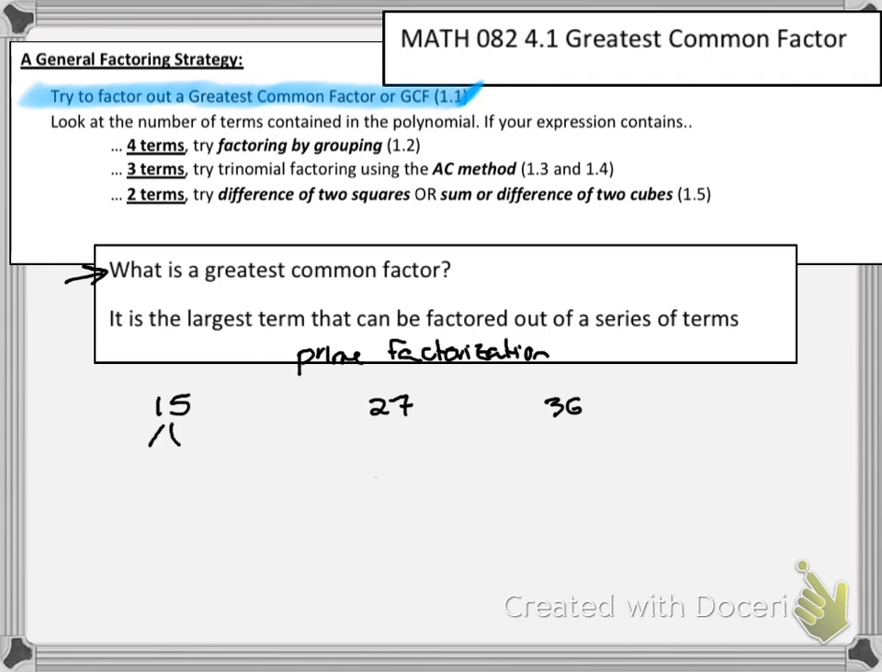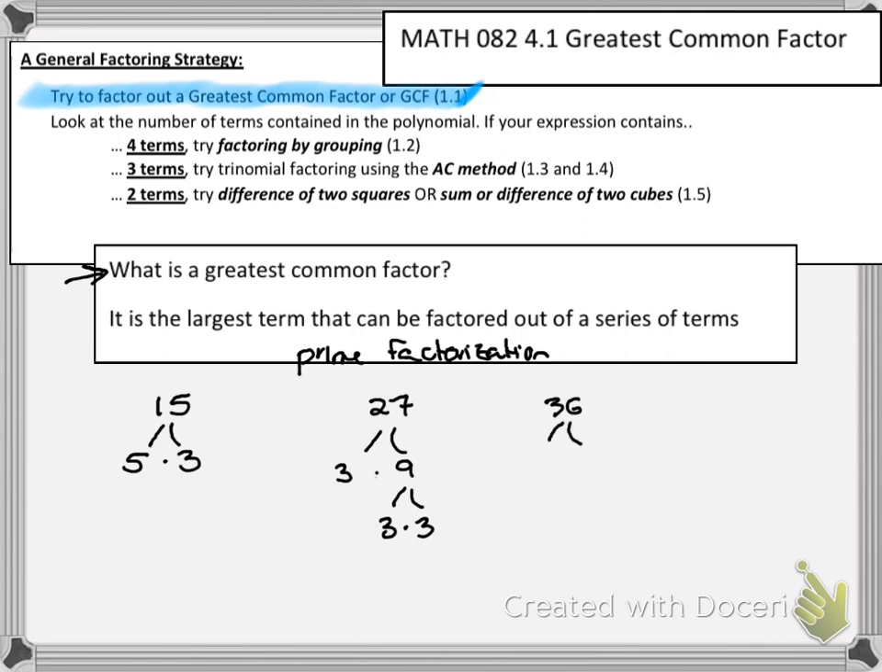So let's start with 15. 15 is 5 times 3. 5 and 3 are both prime numbers, so the tree can't branch out anymore. 27 is 3 times 9, and 9 is also 3 times 3. And again, 3 is a prime number.